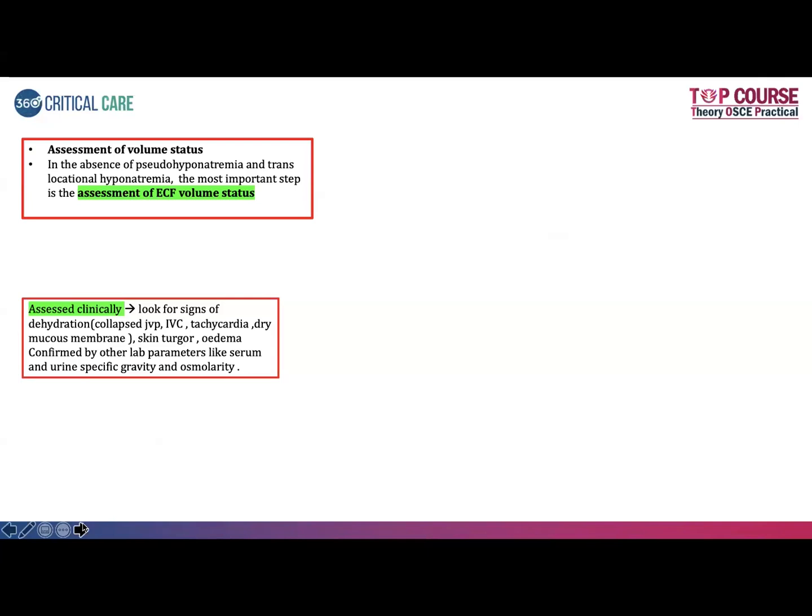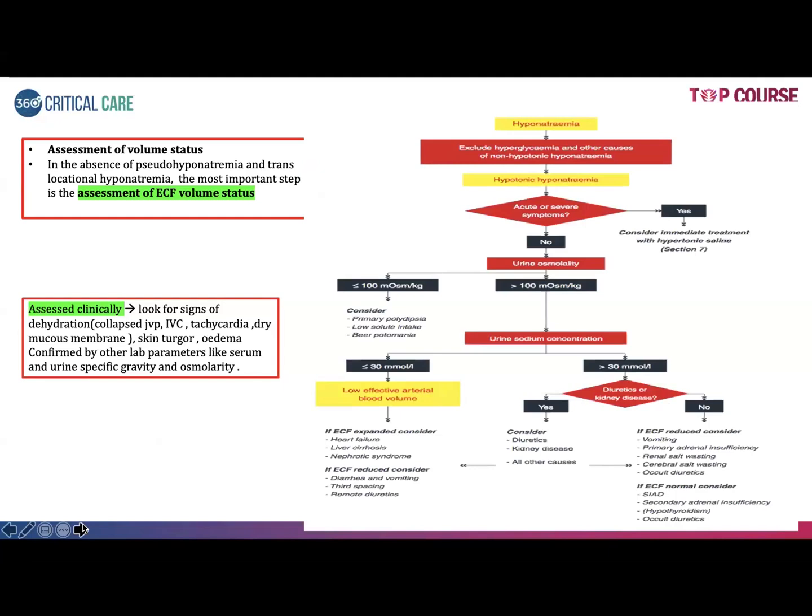So when you're evaluating a patient with hyponatremia, always assess the volume status. So first you rule out pseudo hyponatremia and translocational hyponatremia. Then you assess the volume status of the patient. Look for signs of dehydration, or if there is pedal edema, a JVP that is elevated, IVC that is collapsing or non-collapsing, tachycardia, dry mucous membrane. By assessing all these variables, you can know whether the patient is hypovolemic or hypervolemic.